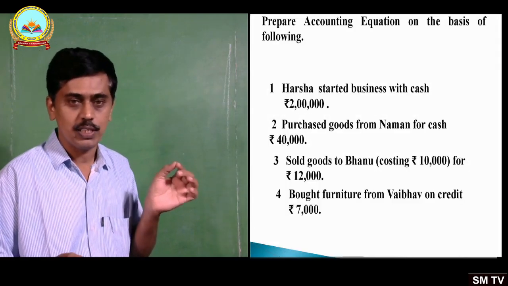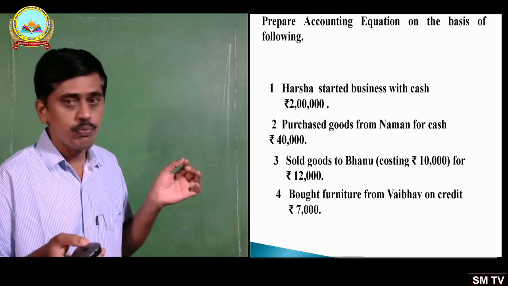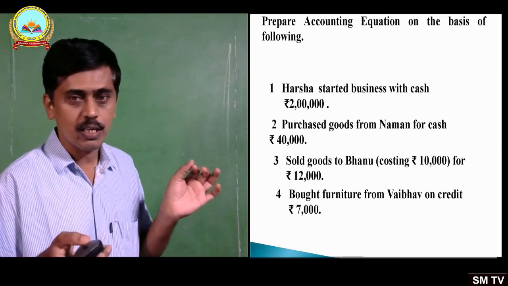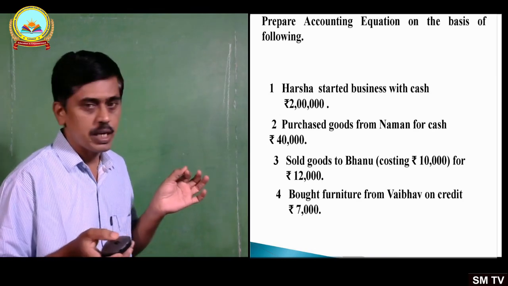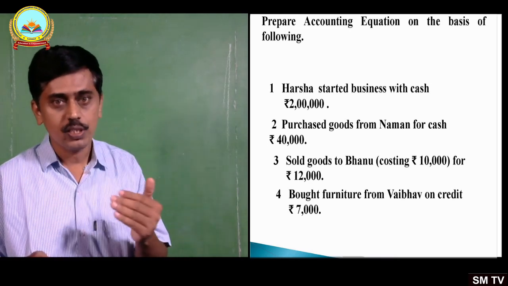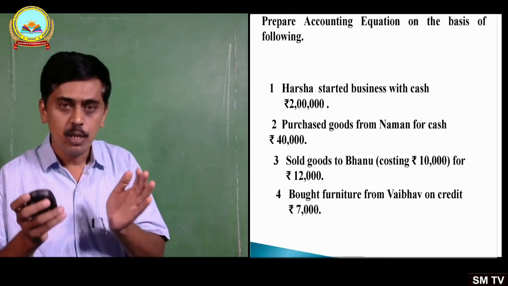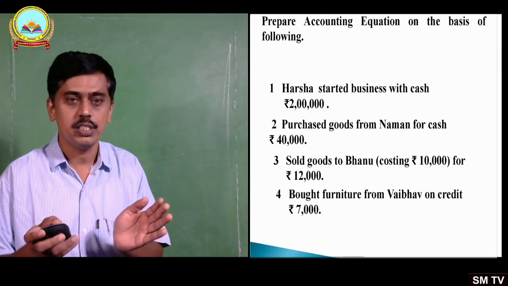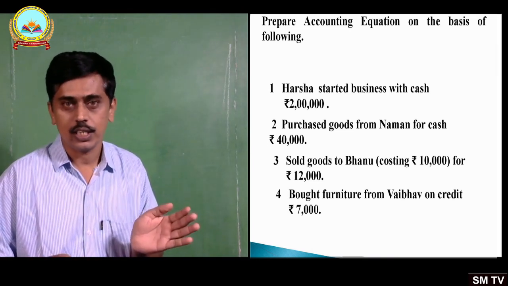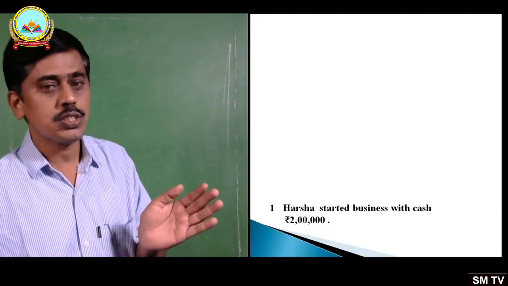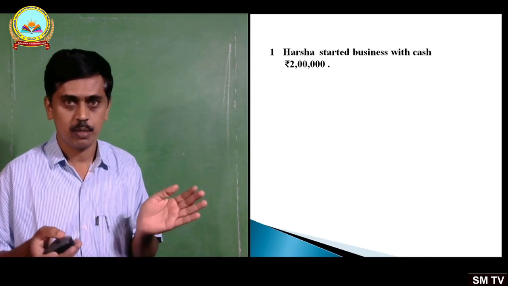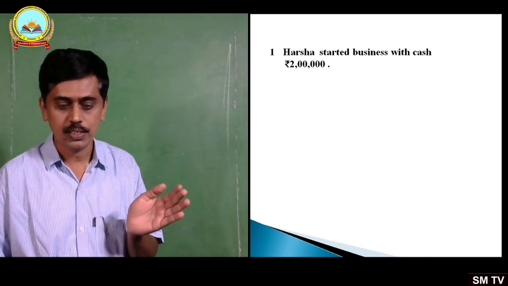And the fourth one is bought furniture from Vaibhav on credit 7,000. So let us analyze these four transactions and prove that accounting equation is correct. Okay, shall we start? Start with the first transaction, that is Harsha started business with cash rupees 2 lakhs.